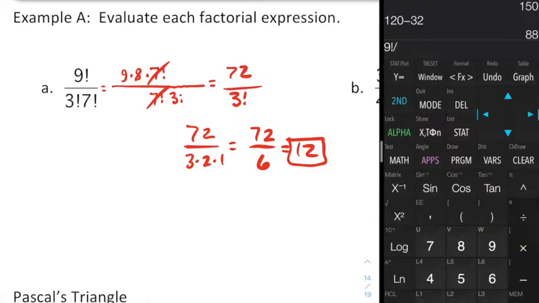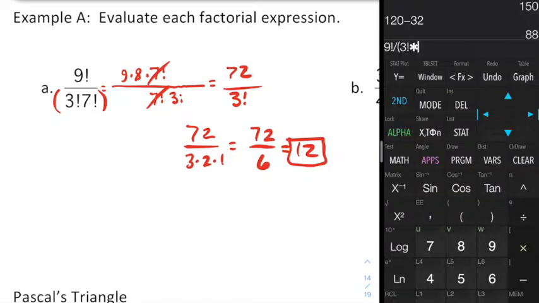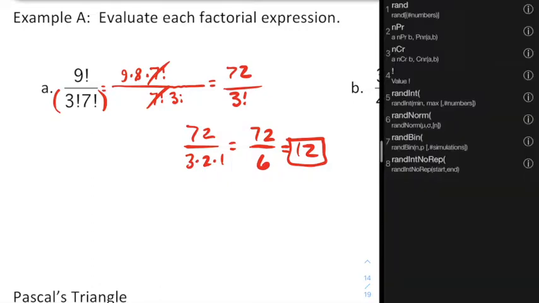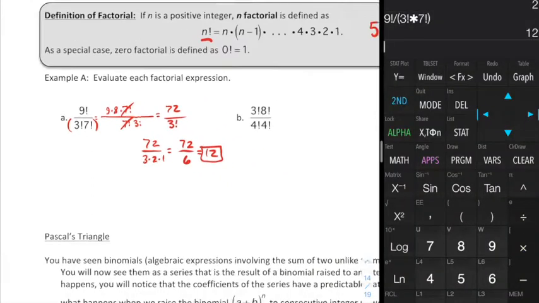And then you can do divided by. Now to force the calculator to multiply 3 factorial times 7 factorial, you'll need to put an extra set of parentheses so it does the order of operations correctly. We'll hit math, find that factorial button again, and then times 7, and then math and factorial. And it came out to the same thing right there.